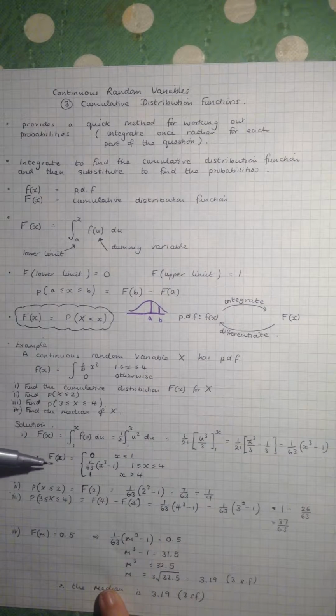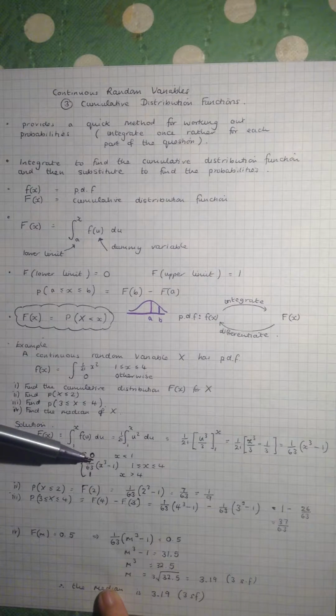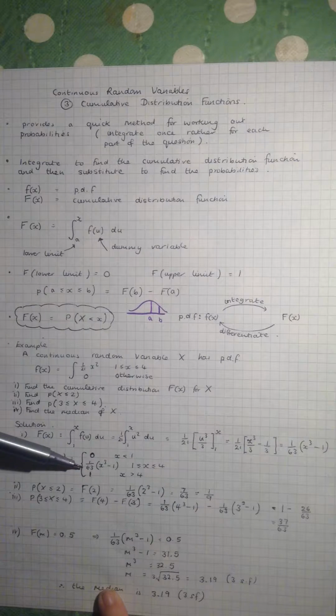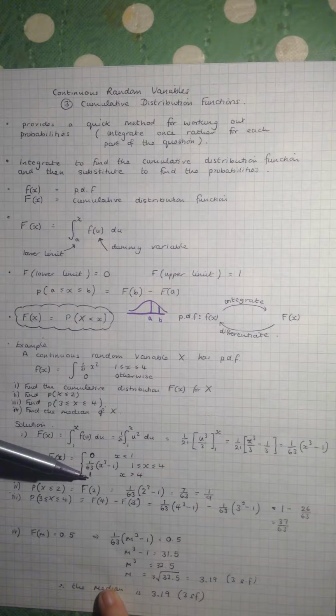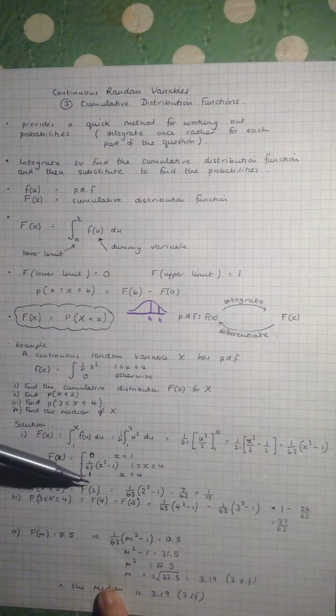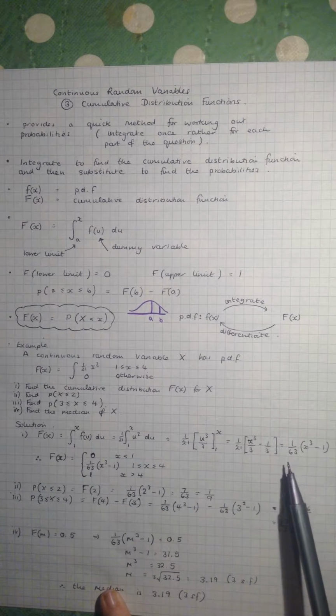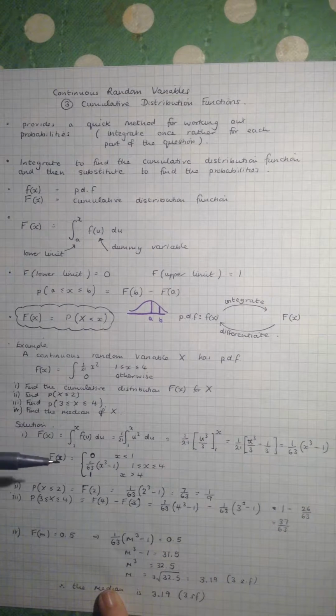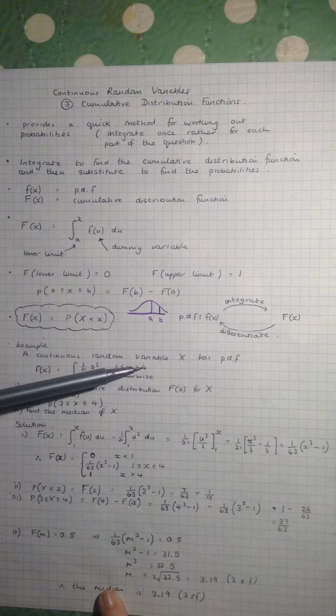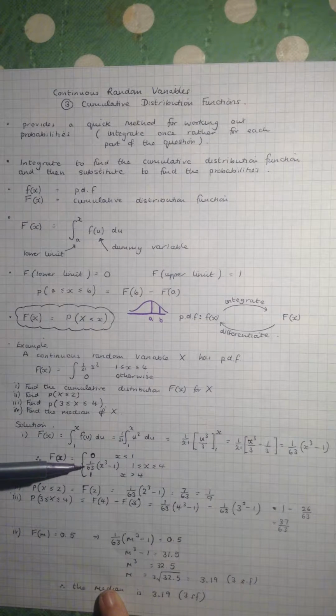So our capital F of x will always have 3 sections. You describe where it's 0, you then have the function and the range that it applies to, and then you say that everything above that is 1. So we've found that this is our cumulative distribution function, 1 over 63 times x cubed minus 1, and we know that that is the function for the range of 1 to 4, because we know that from here. So that's where this middle section goes in.